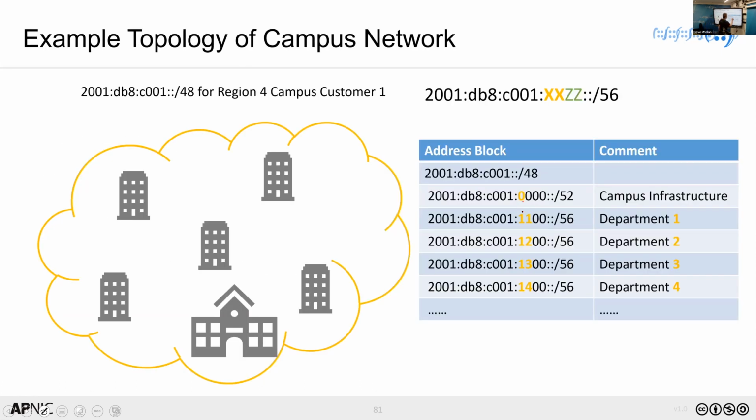So that means each /64 will just be the VLAN within each department. So that's a pretty simple way of doing it without overcomplicating what you think you need to do.